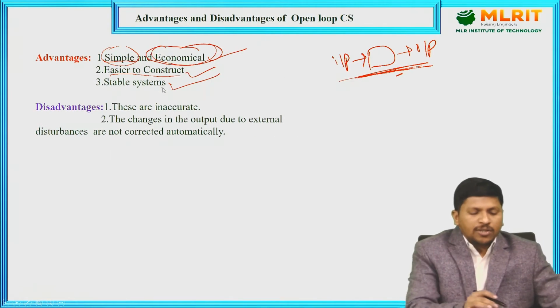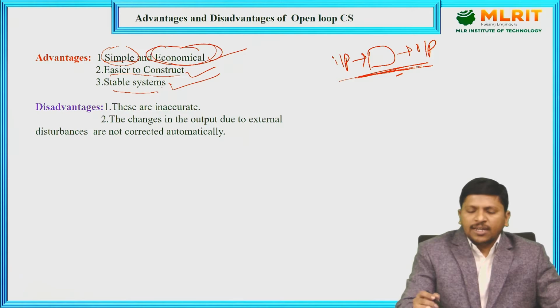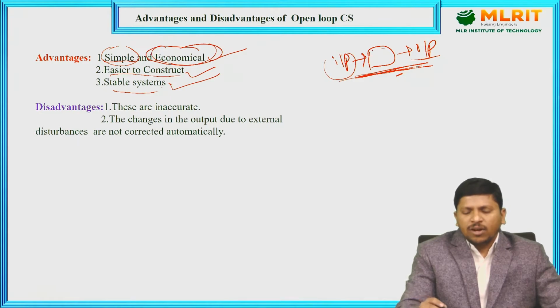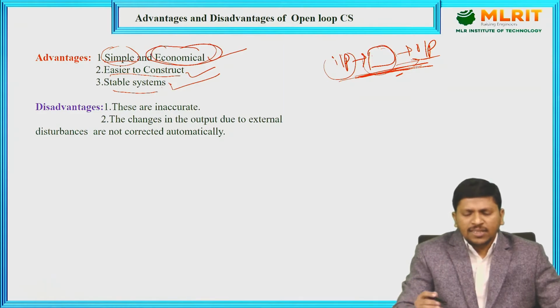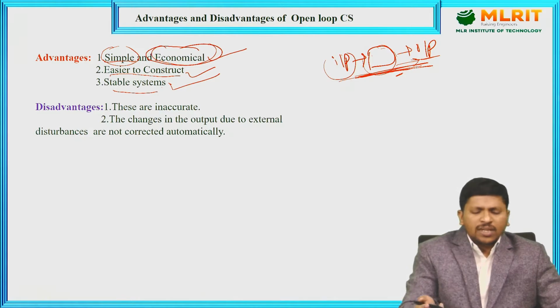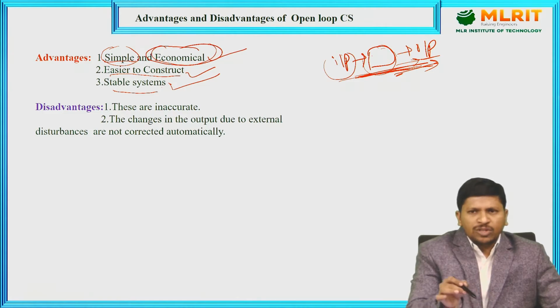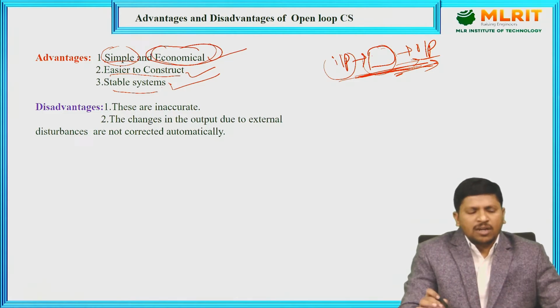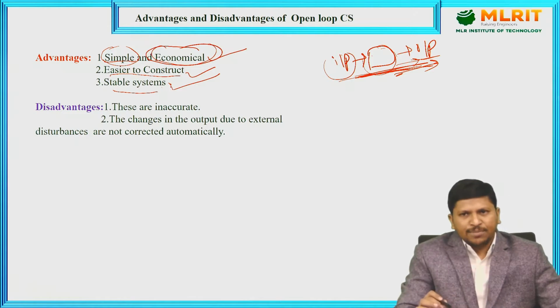Open loop control systems are stable means only the input is given to the system, and we directly get the output. Based on the characteristics of the control system, it produces the output for the input we give. This is the simple way, so we get stable systems. Most open loop systems are stable systems.